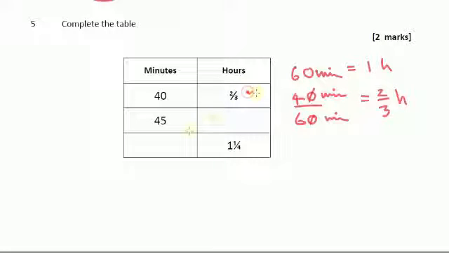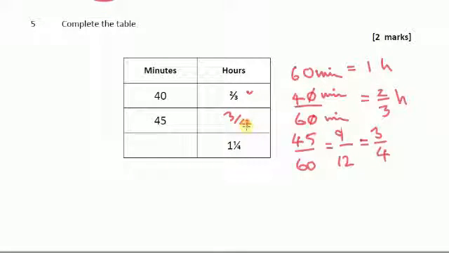So that's correct, 2/3. 45 minutes, we can do it in the same way. 45 divided by 60, I can cancel by 5 first of all, goes 9 over 12, but I can still cancel again by 3. 3 into 9 goes 3, and 3 into 12 goes 4. So I get 3/4 of an hour for 45 minutes. The last one is a bit the other way round. 1 1/4 hours, how many minutes? 1 hour, we know already, is 60 minutes.